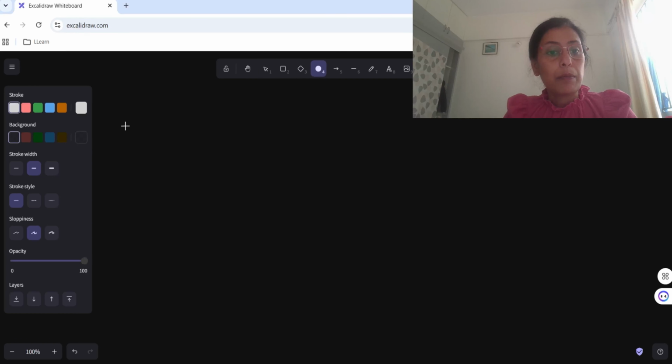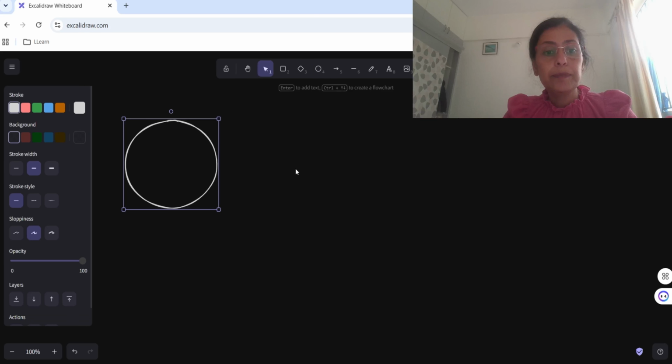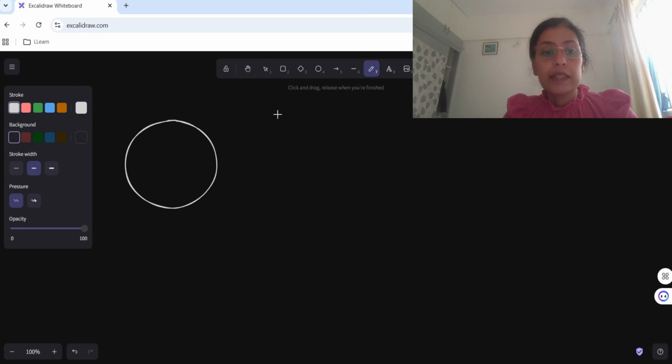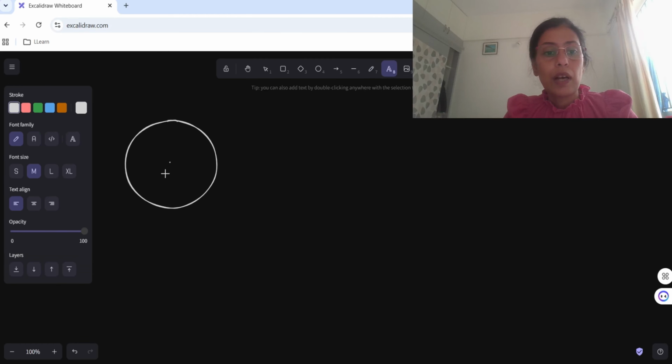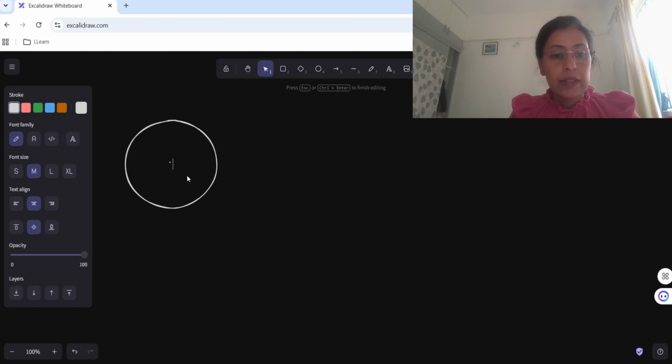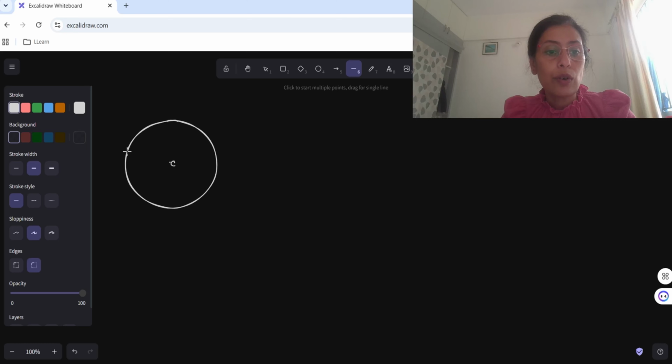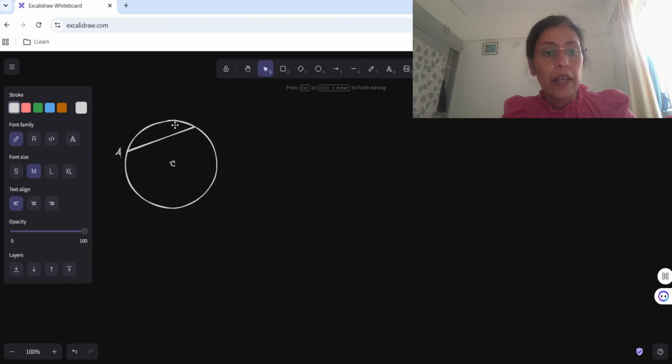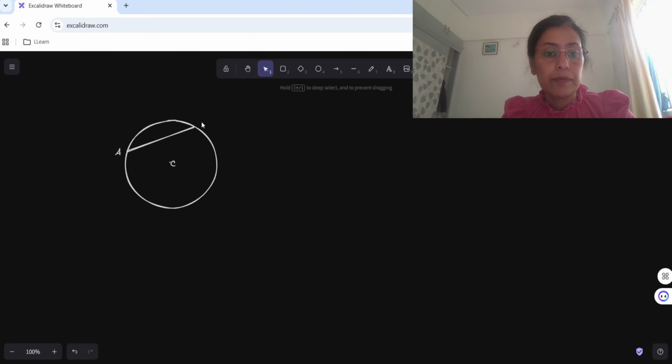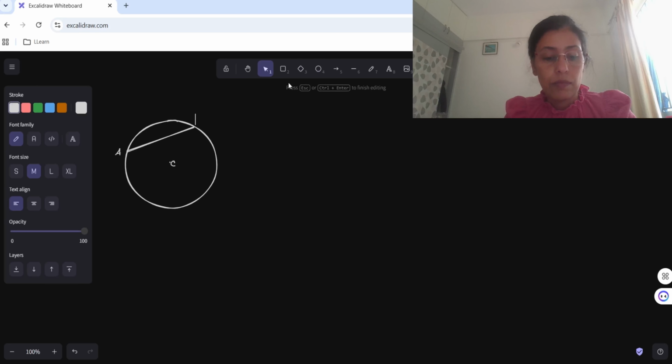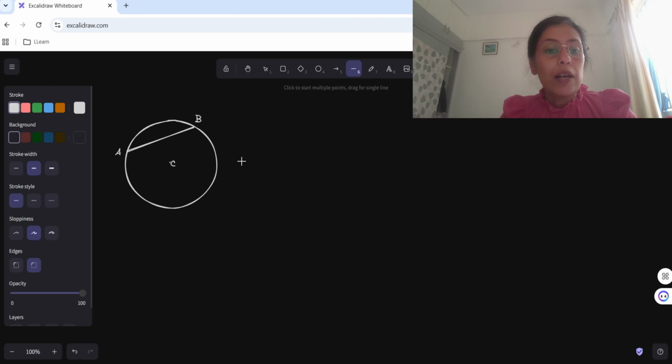So I'll start by drawing a circle. Okay, this circle has a center. I'll call this center C. Okay, then I'll draw a chord on this circle. I'll call this chord AB. Okay, I'll draw another chord now.